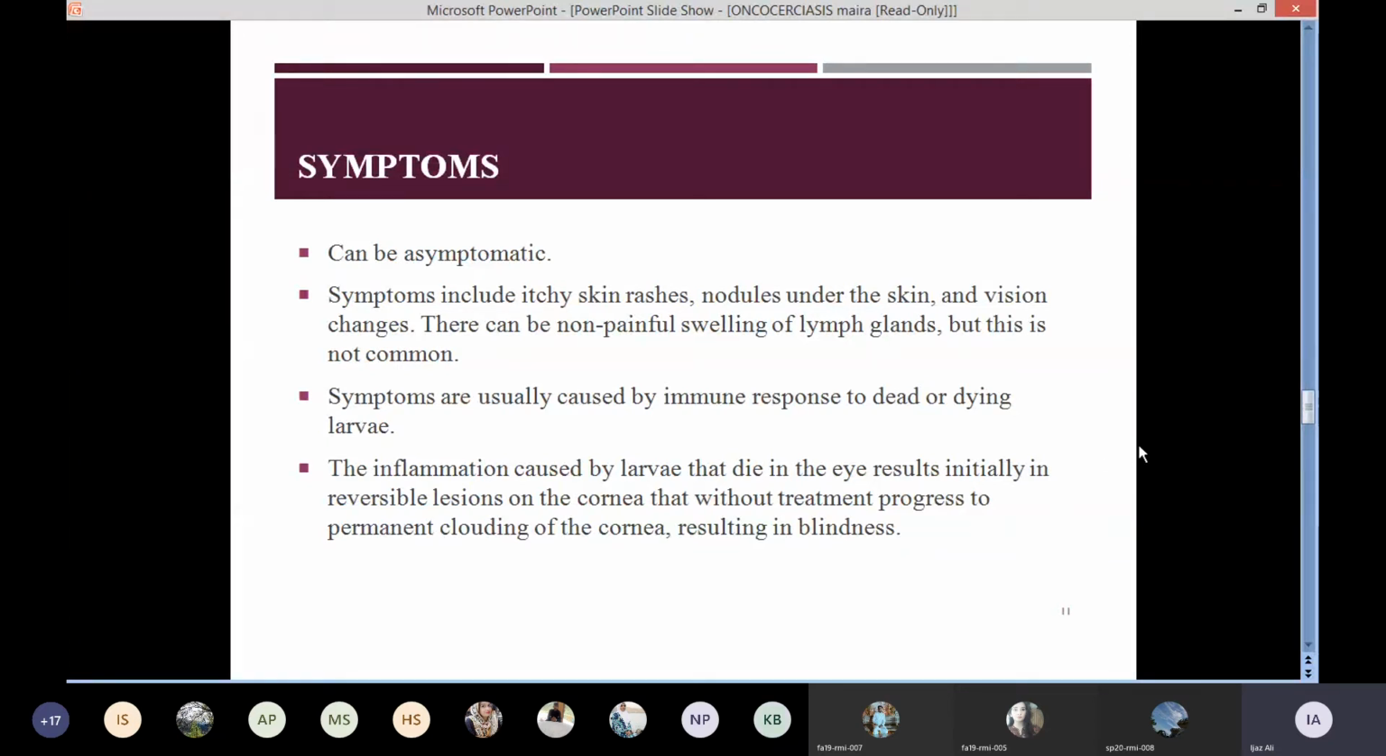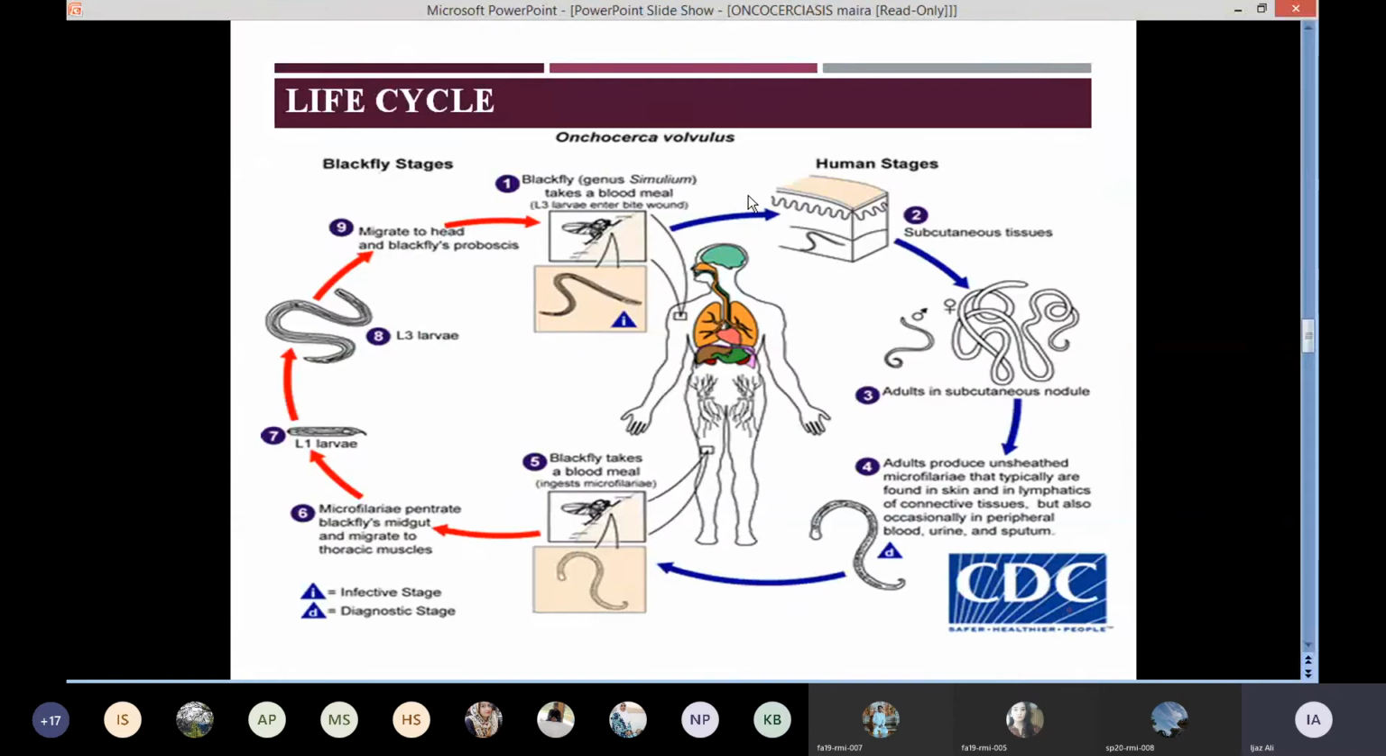Okay, so these parasites, when this particular fly injects the saliva into the skin of this particular human being, they would just live there for some time in the subcutaneous tissue, and then the adult worms would arise in the subcutaneous nodules. It would take a lot of time. As I told you, it can take about 3 months to 1 year.